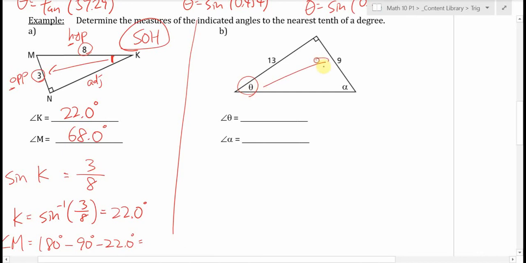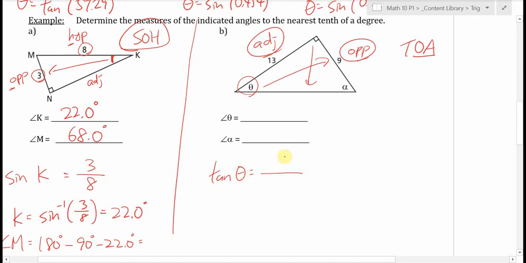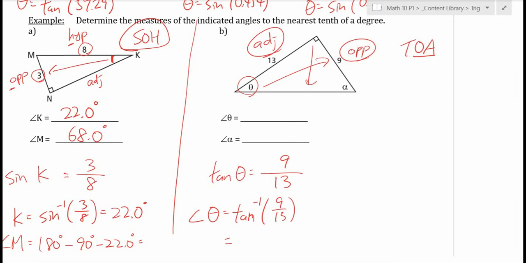Okay, so here's angle theta. This is the opposite side. This is the hypotenuse, and therefore this is the adjacent. This time, opposite and adjacent are given to us, so we should use tangent, because it's TOA. So tangent theta is equal to opposite over adjacent. Therefore, to solve for angle theta, you simply take the inverse tangent of 9 over 13. If you put this into the calculator, inverse tangent of 9 over 13, in degree mode, you should get, to the nearest tenth, 34.7 degrees.